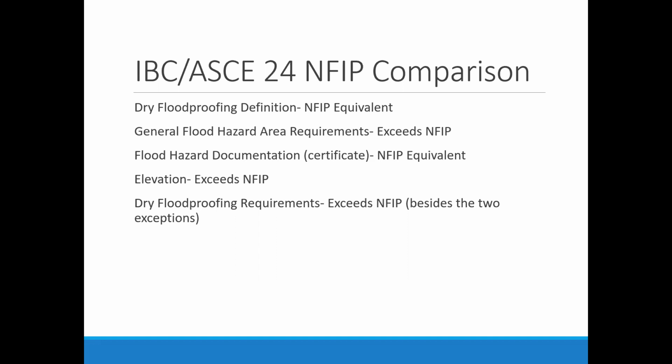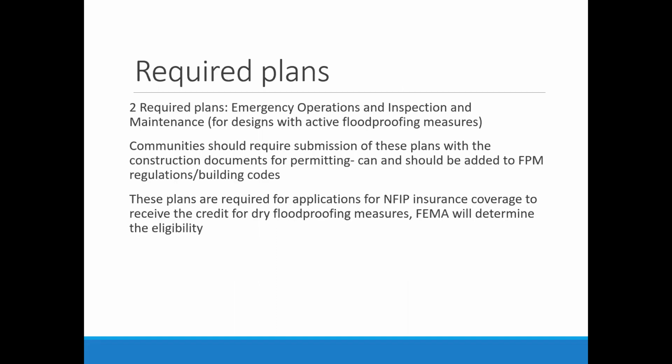For example, you have to determine the soil or the fill that's adjacent to the structure. It has to be compacted and protected from erosion and scour. They limit how many active measures you can put in. There's a requirement for an emergency escape access above your design level. So it gets a little crazy. There's the 2 required plans. So emergency operations for your active measures, and then inspection and maintenance plan as well.